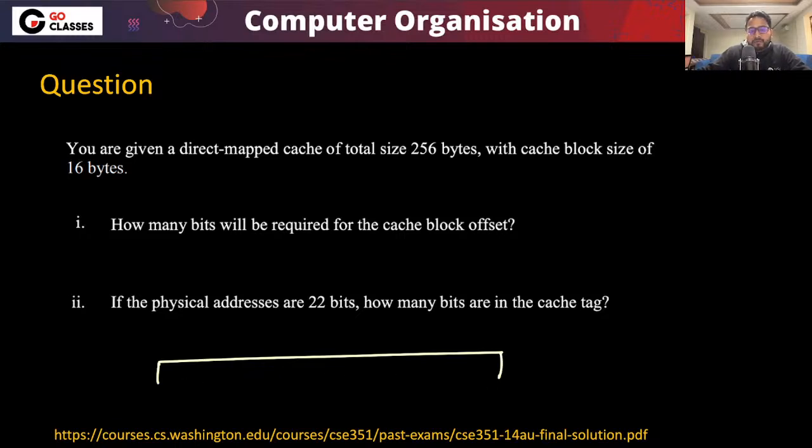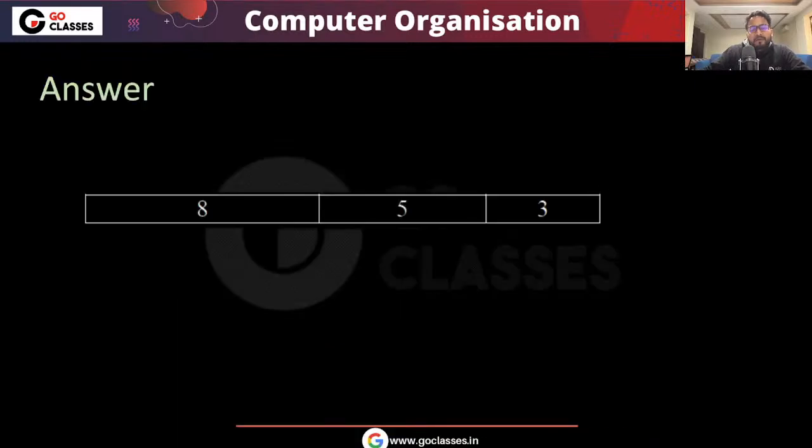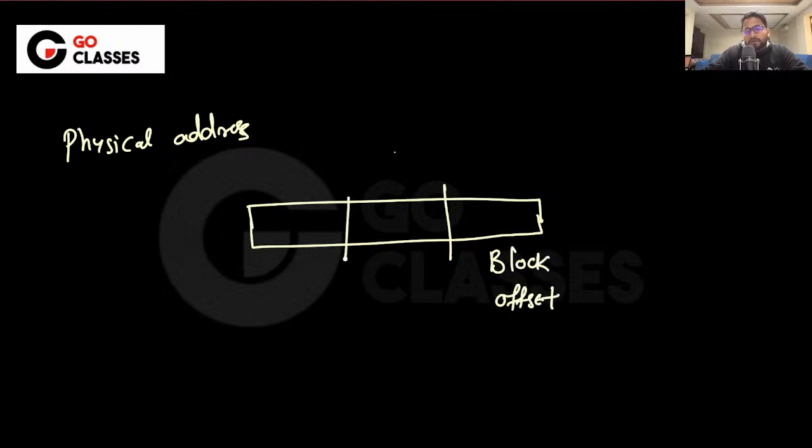So let me just tell you. See, the physical address you will be dividing into three parts. What are those three parts? One is called block offset. Another one is called line number. We also call it index to be consistent with other mapping techniques, which are set associative and fully associative. But yeah, you can call it line number. Another one is called tag.